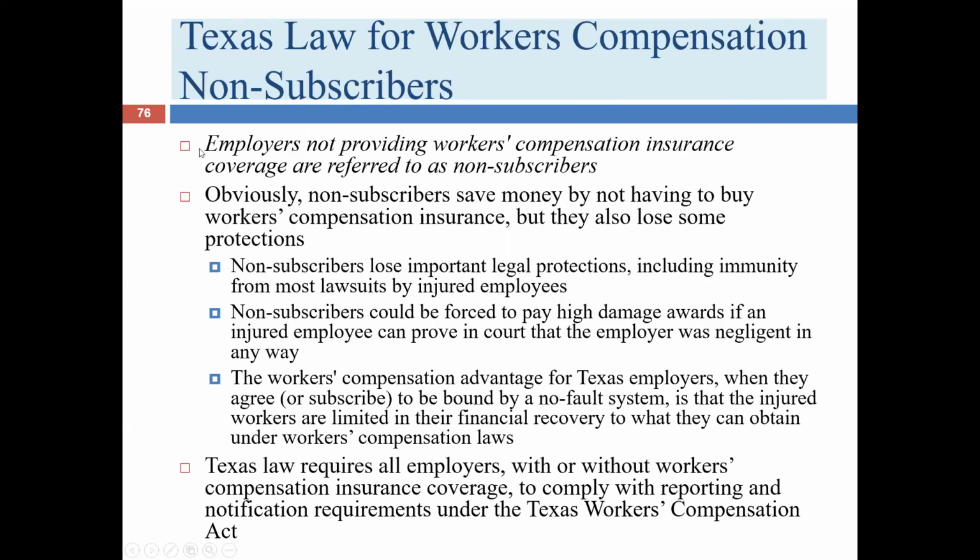But let's assume that the employer chooses to be a non-subscriber. So first of all, of course, non-subscribers are saving money because they're not paying workers' compensation insurance, but they also lose a lot of protections. For example, they can be sued by their injured employees in most cases. And they can also be forced to pay high damage awards if, this is an important word here, if an injured employee can prove to the court that the employer was negligent anyway.